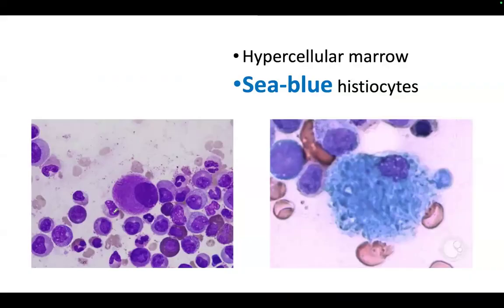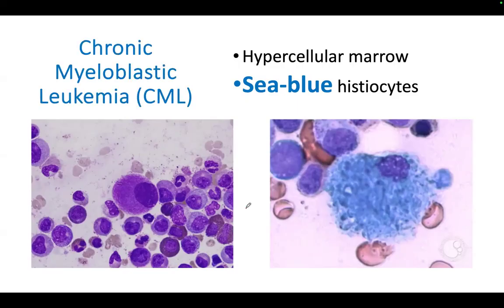The next, characterized by the pathologist as hypercellular marrow and the famous sea blue histiocytes. What is your diagnosis here? Sea blue histiocytes. Okay. This is chronic myelogenous leukemia or CML. Please take note of this. Hope this is clear.